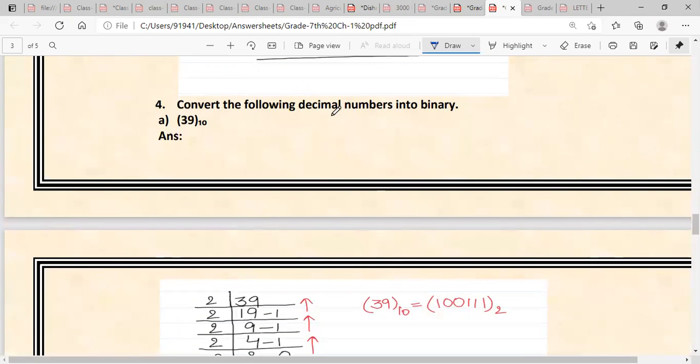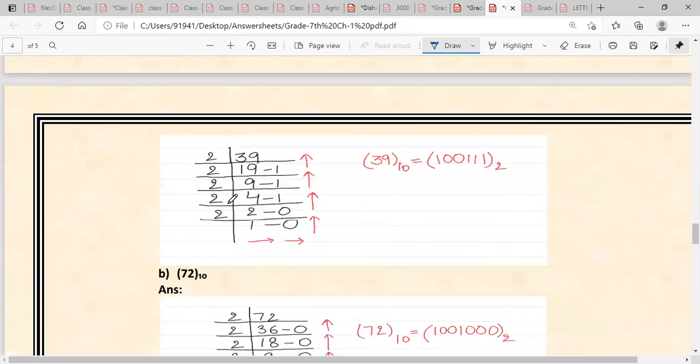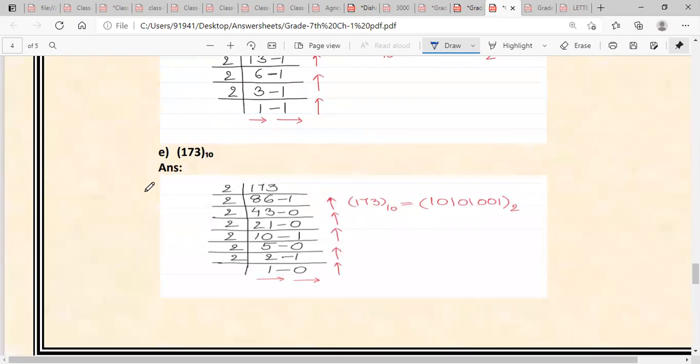So do a practice. Now convert the decimal number into binary. How can we convert? Here, take 39. Now divide 39 by 2, get remainder 1, and divide 19 by 2, again remainder 1, divide 9 by 2, again 1. Now divide 4 by 2, remainder 0, and 2 by 2 is 0. Okay, now start from the bottom, go to the top and write the binary number. This is the corresponding binary number. Now do questions B, C, D and E on your own.